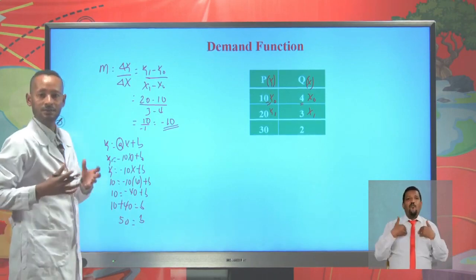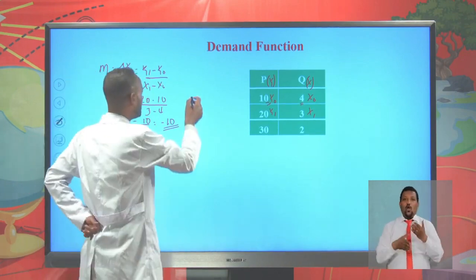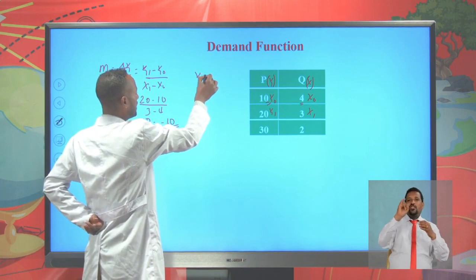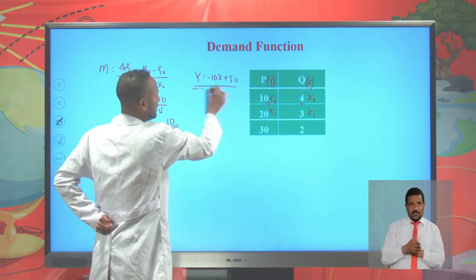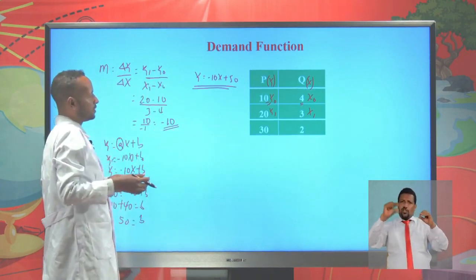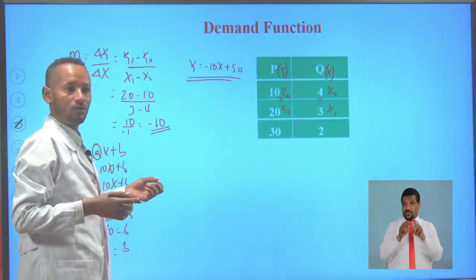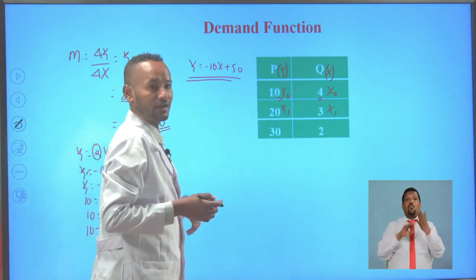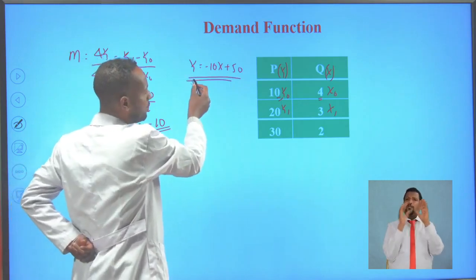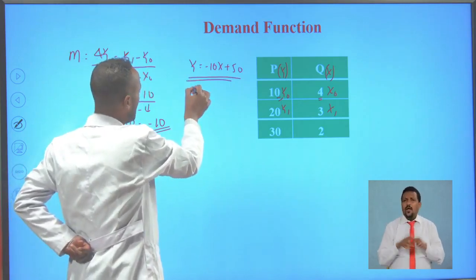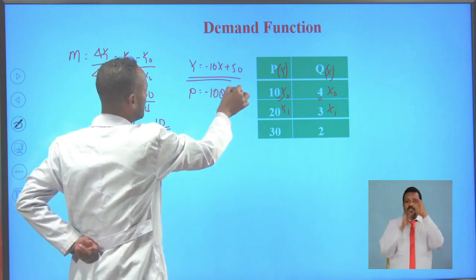Now we have the y-intercept, we have the slope, so we can construct the equation. The equation is y equals minus 10x plus 50. This is the equation for the normal information presented in this form, with the value of y and the value of x given in this form. But when we put it into economics, we represent the value of y as price and the value of x as quantity demanded. Hence this is minus 10 QD plus 50.